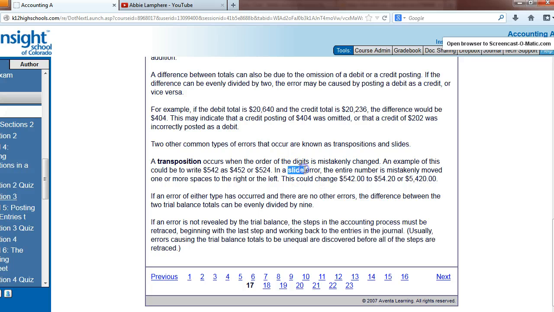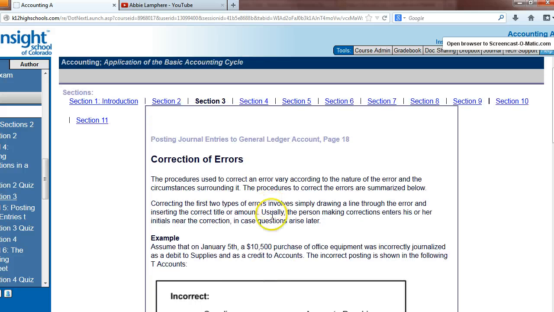In a slide error, the entire number is mistakenly moved one or more spaces to the right or left of the decimal point. So maybe the number should have been 542, but you recorded it as 5420 or 54200. So those are some really common errors when recording.